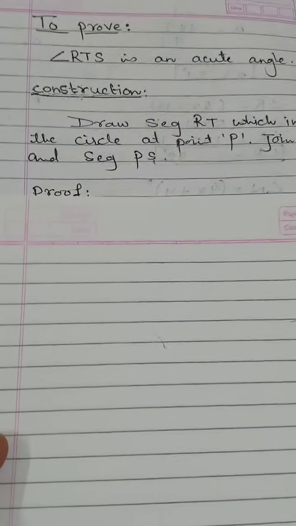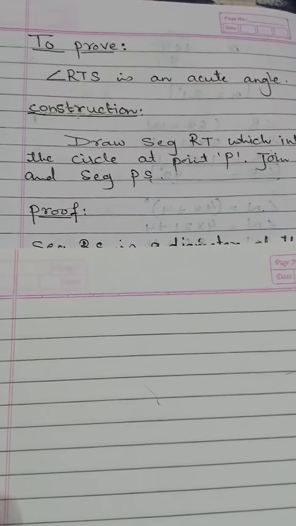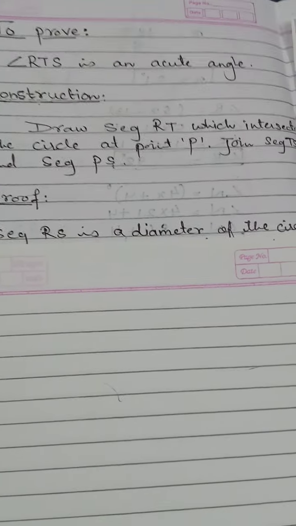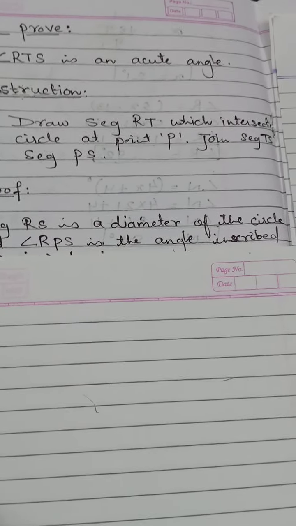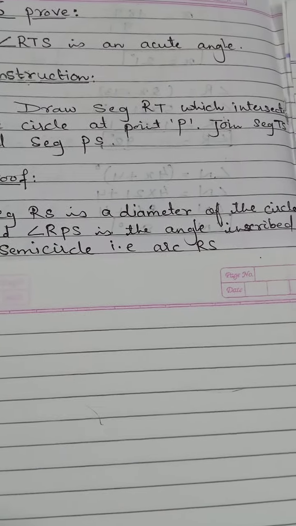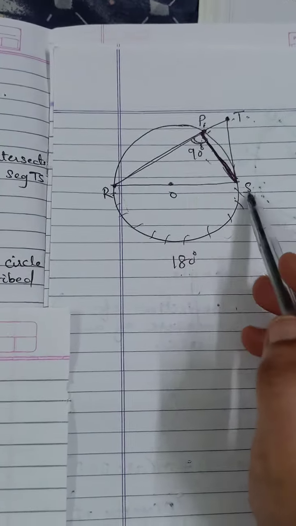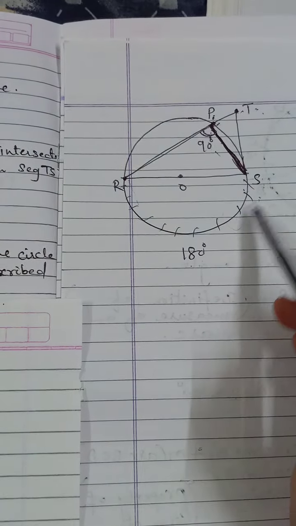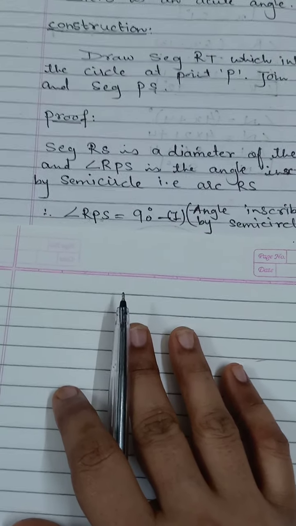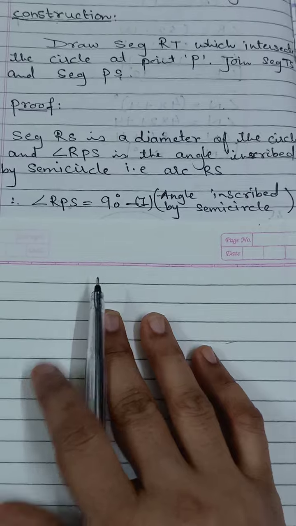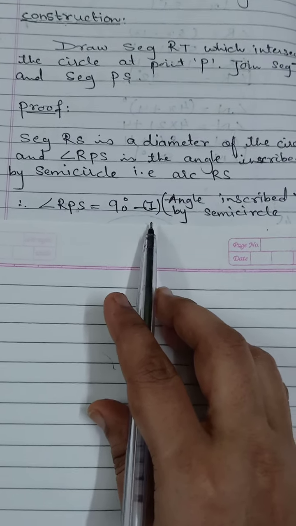Now we will see what the steps of the solution or the proof are. So our proof will start. Same thing we have taken here. Segment RS is a diameter of the circle and angle RPS is the angle inscribed by the semicircle, that is arc RS. Therefore angle RPS is 90 degrees, being the angle inscribed by a semicircle, and we have taken this as equation number 1.